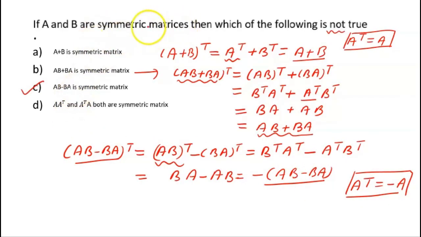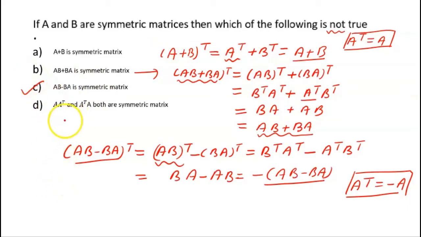So the question was which of the following is not true. So "this is a symmetric matrix" is not true, because this is a skew symmetric matrix. I have given you the detail because it will help you in solving other problems as well. Otherwise, it is very obvious that this is a skew symmetric matrix.